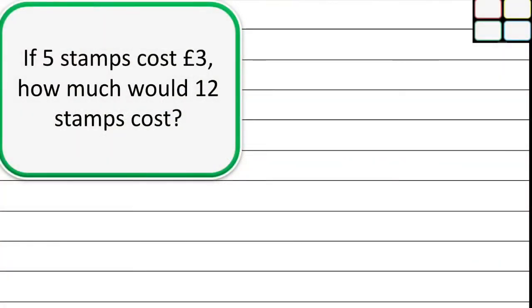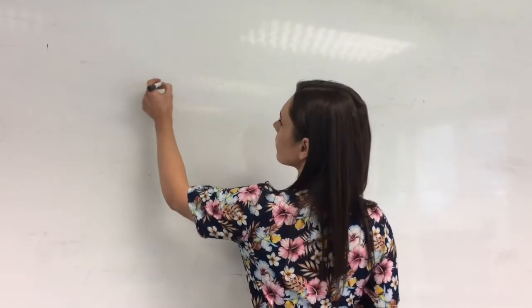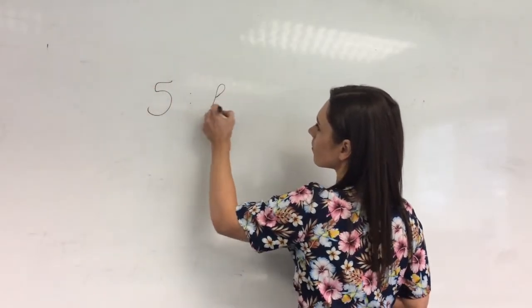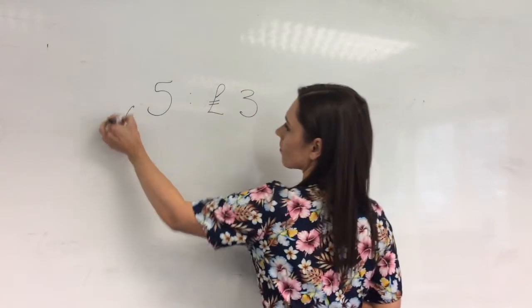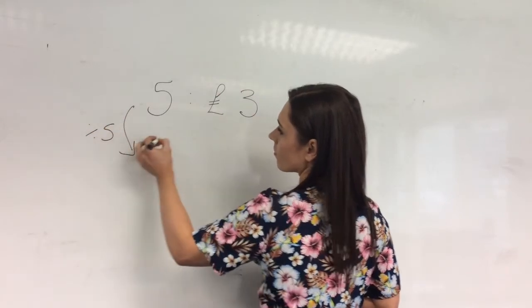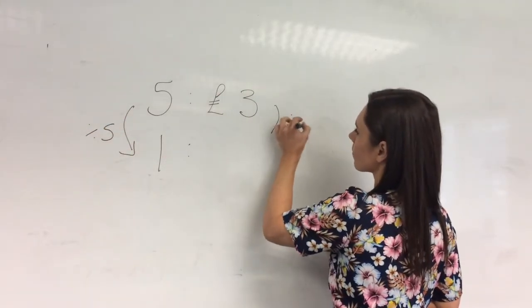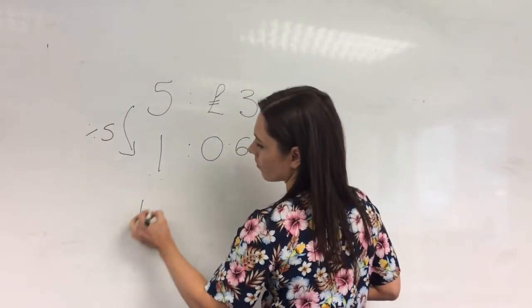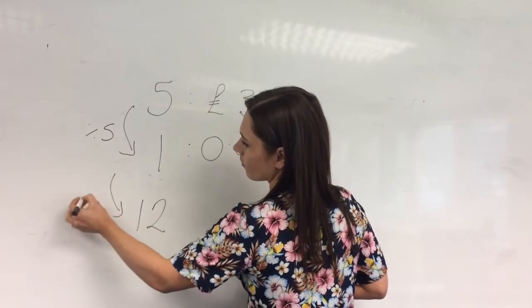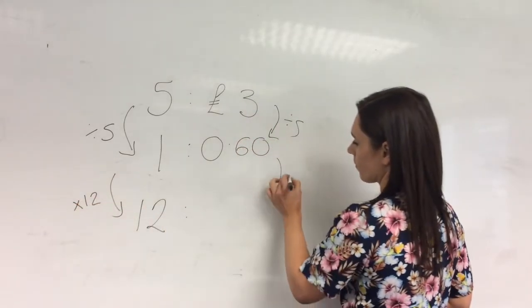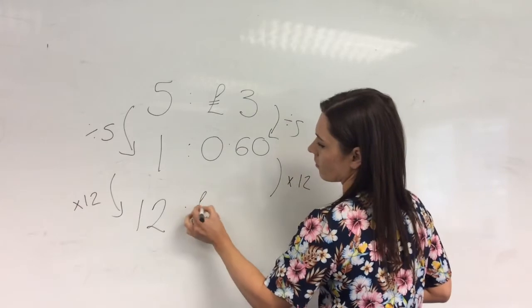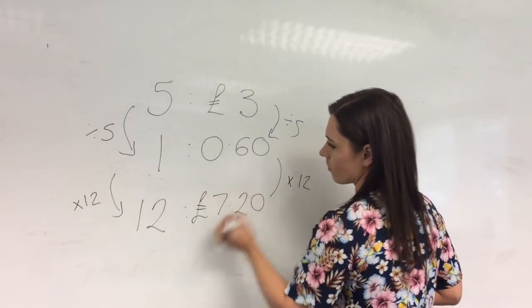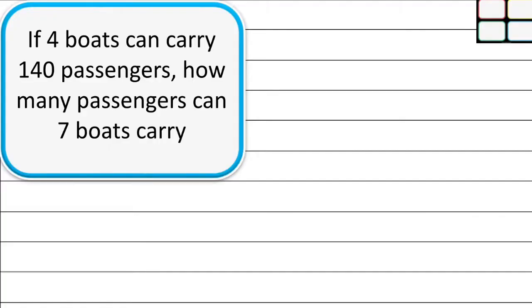Now try this one using the same method. Answers coming up afterwards. Here I'm writing out the ratio 5 to 3 pounds. I'm then going to divide both sides of the ratio by 5 to get my unitary method 1 to 0.6. I'm then going to times both sides of my ratio by 12 to work out the cost of 12 stamps, and that is £7.20. Have a go at this last one here.